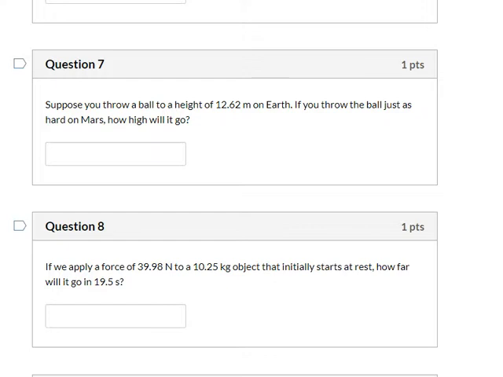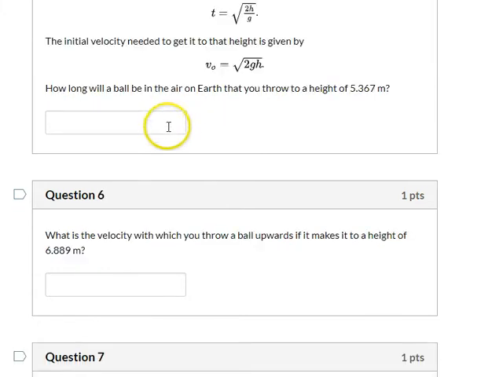Number 7. You throw a ball up to a given height on Earth, and you throw it just as hard on Mars. How high will it go? So here's the height we throw it to. Our velocity on Earth is given by v naught equals the square root of 2gh, with g as 9.81 times that height. That's how hard we throw it.